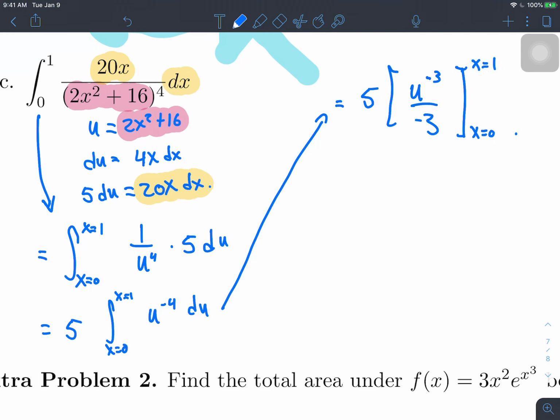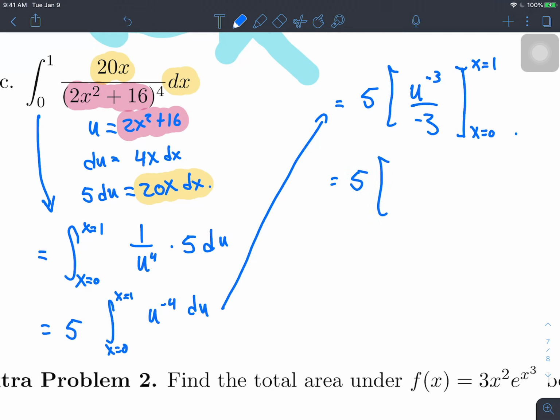Now, it would be a grave mistake to try to plug in these numbers now, because these values on the right-hand side are x values, not u values. We can't plug x values into u values. It's not going to give us the right answer. So what we need to do first is switch the inside back to being in terms of x, and then we can plug x values into x values.